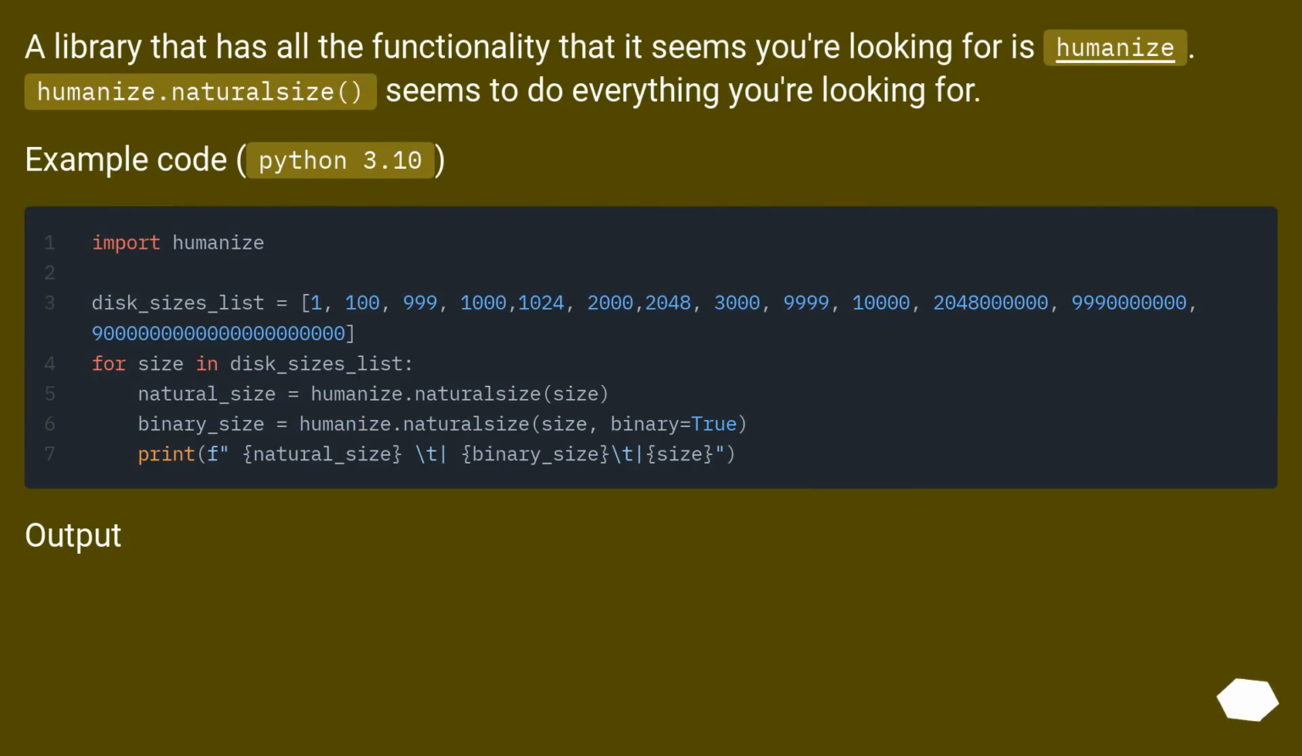A library that has all the functionality that it seems you're looking for is Humanize. Humanize.naturalsize seems to do everything you're looking for. Example code, Python 3.10. Output.